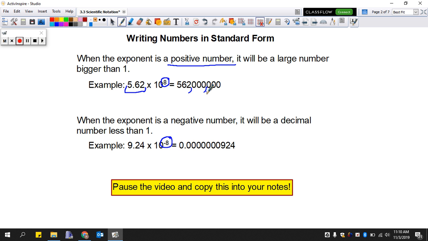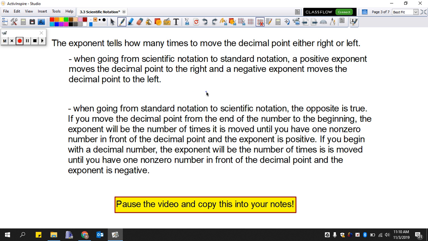The exponent tells us how many times to move the decimal point either to the right or to the left. If we're going from scientific notation to standard notation, like we just did in the previous slide, a positive exponent moves the decimal point to the right. So positive moves the decimal point to the right, and a negative exponent moves the decimal point to the left.